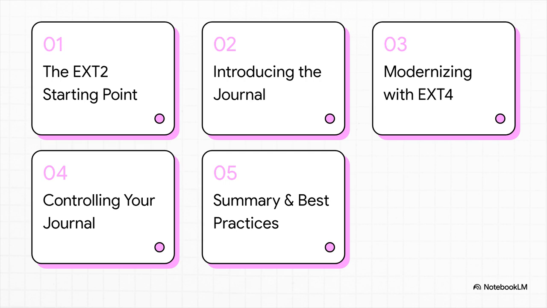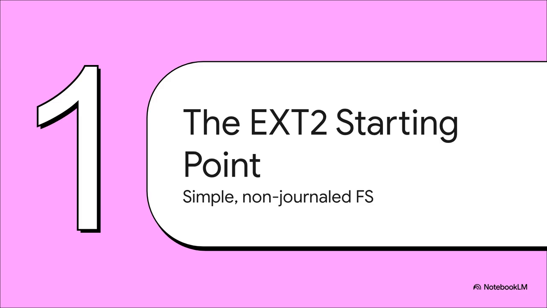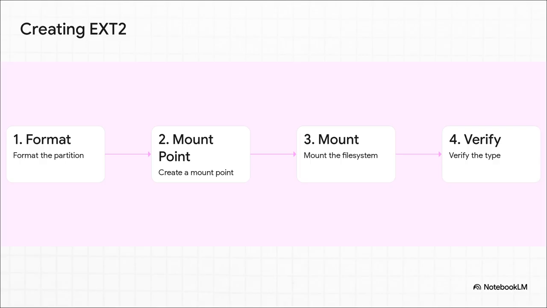Let's get to it. First things first, we need a baseline to work from. So we're going to create a partition and format it with ext2. You can kind of think of this as the granddaddy of modern Linux file systems. It totally works, but it's missing all the safety features we really take for granted today. To get our ext2 file system up and running, we're just going to follow these 4 simple steps.